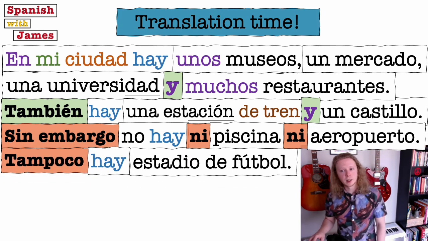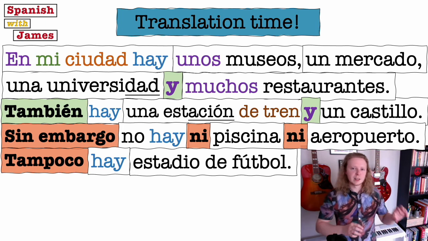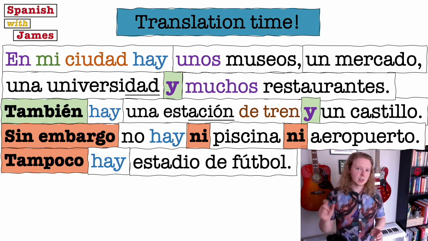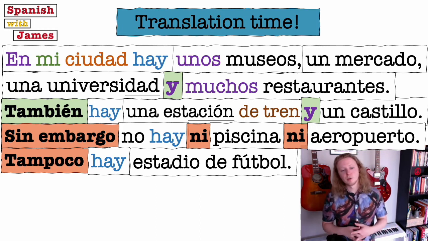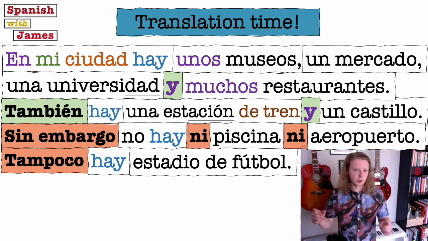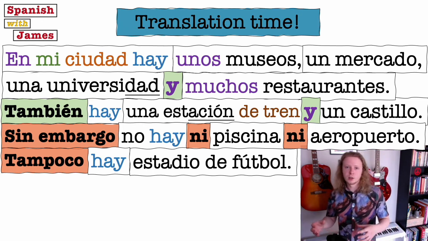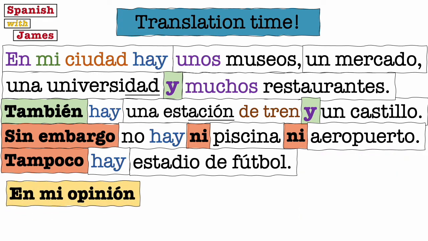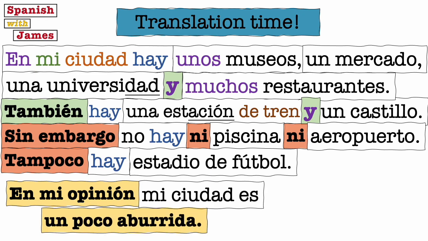Tampoco hay estadio de fútbol, nor is there a football stadium. So if I'm saying there's neither this nor that, I need to use ni first thing, ni second thing. However, if I'm saying nor is there and just one thing, I can say tampoco. Tampoco is basically the opposite of también. En mi opinión, mi ciudad es un poco aburrida.